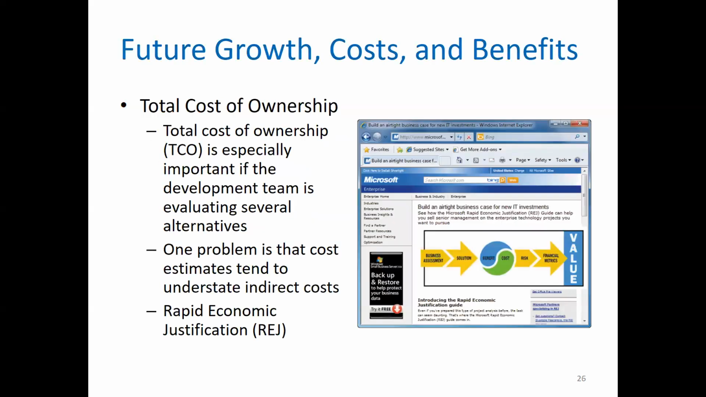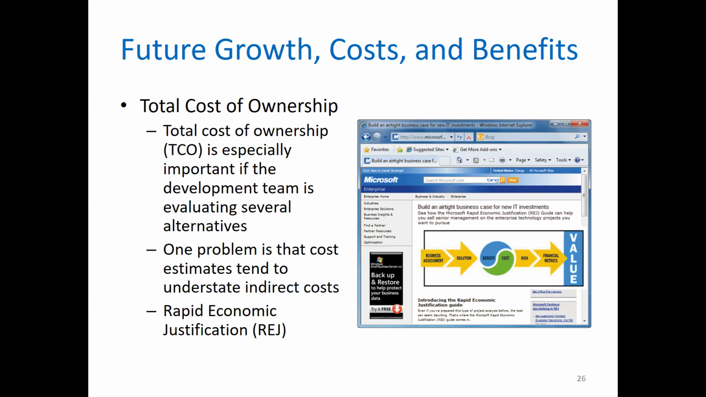Total cost of ownership. Total cost of ownership is especially important if the development team is evaluating several alternatives. One problem is that cost estimates tend to understate indirect costs. Rapid economic justification. Okay, don't worry about REJ. Total cost of ownership means the total cost incurred for you to develop your system and get it fully running. So you are trying to find out what is the total cost of your system. Now the formula for total cost of ownership is direct cost plus indirect cost.